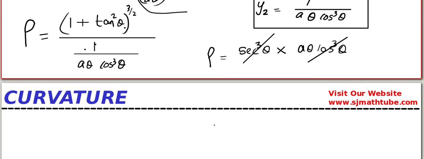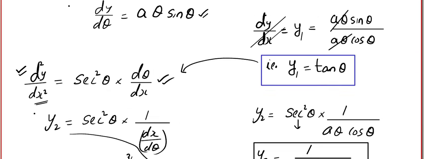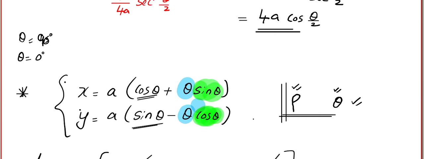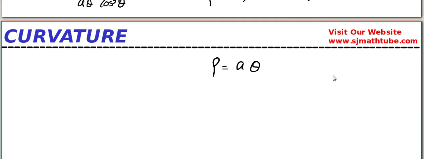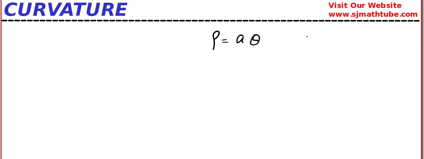That means the radius of curvature is a multiple of theta. Do you remember we had one more part in the question? We had to prove that radius is proportional to theta. That's it. Therefore, the radius of curvature is proportional to theta. That is, the radius of curvature varies as theta varies.